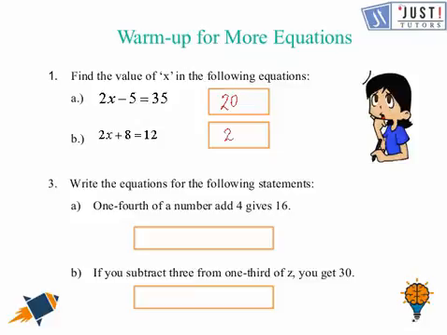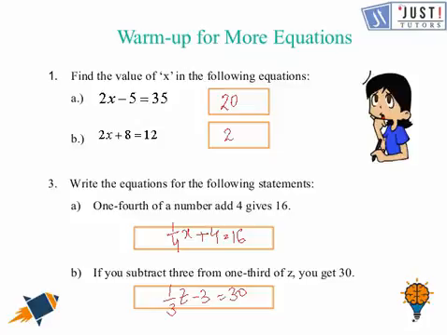Let's try question number 3. Write the equations for the following statements. 1/4 of a number add 4 gives 16. So 1/4 of a number, let the number be x, add 4 is equal to 16. Part B, if you subtract 3 from 1/3 of z, you get 30. So 1/3 of z, take away 3 is equal to 30. This is how the equations would look.